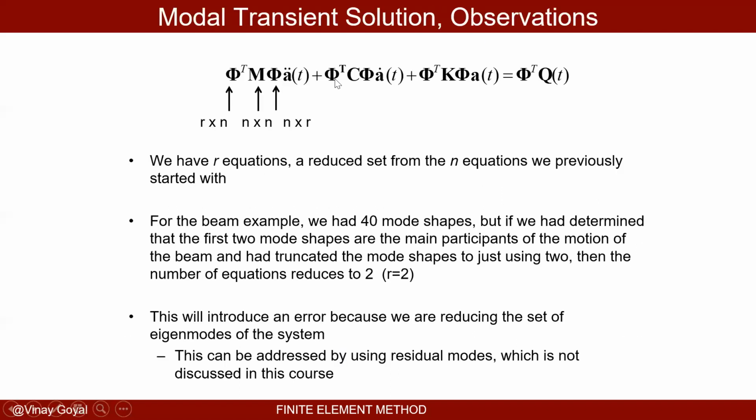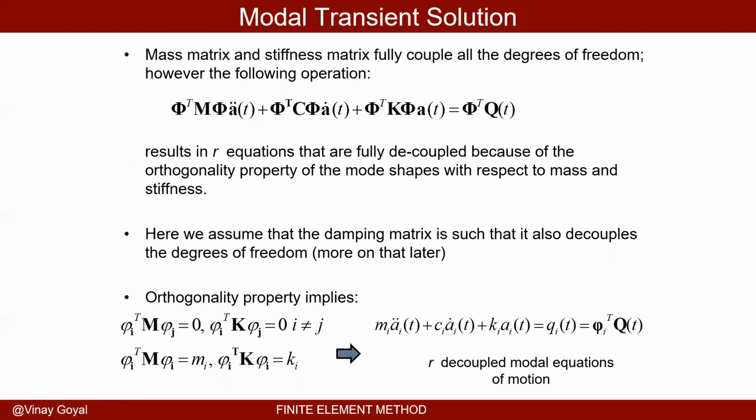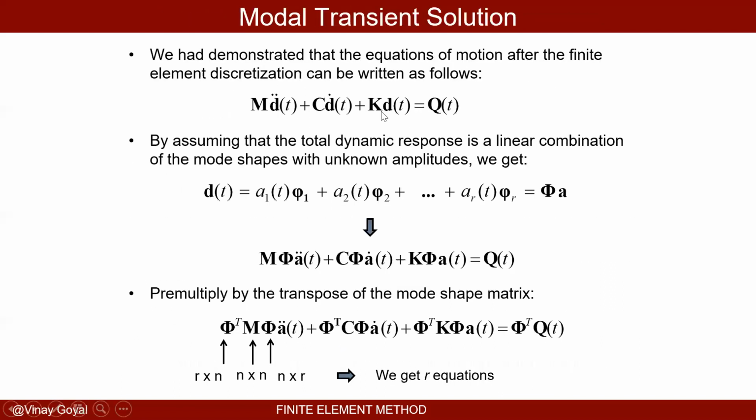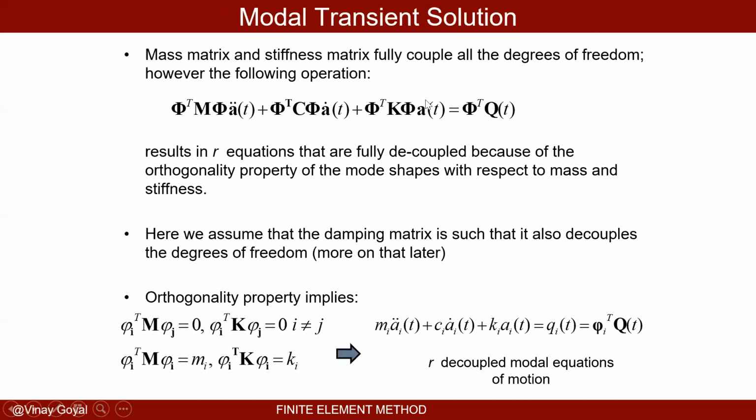So there's a mathematical miracle that actually happens when I do this pre-multiplication. And I'm not going to do the proof here. I'm not going to prove it. But the mass matrix and stiffness matrix fully couple all the degrees of freedom system. However, this operation here, if you look at this is fully coupled. But by doing these operations, what you find is that when I do this multiplication, it will result in R equations that are fully decoupled, which, I mean, that's an insane mathematical miracle.